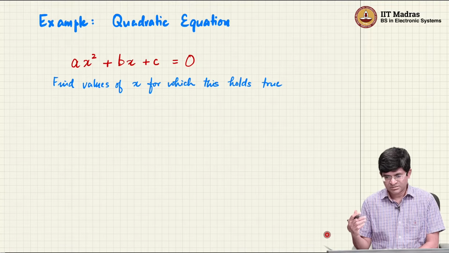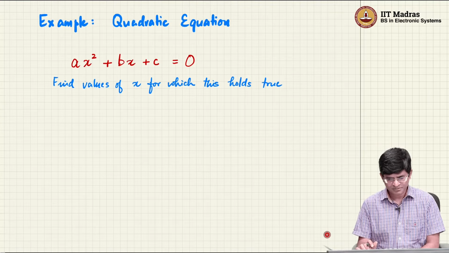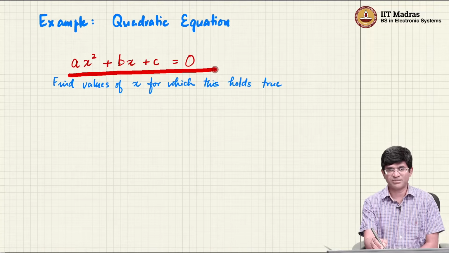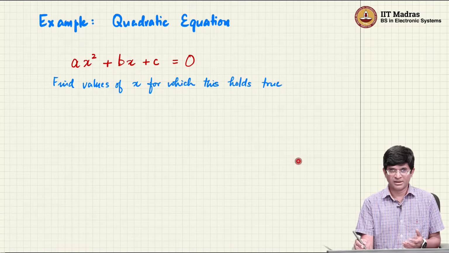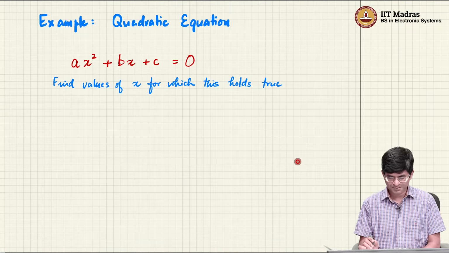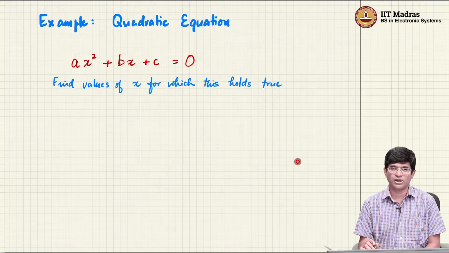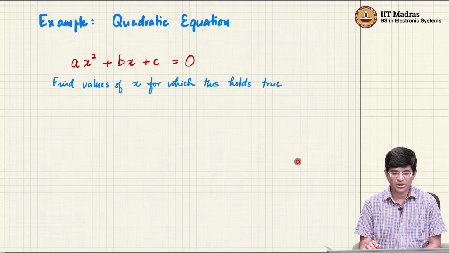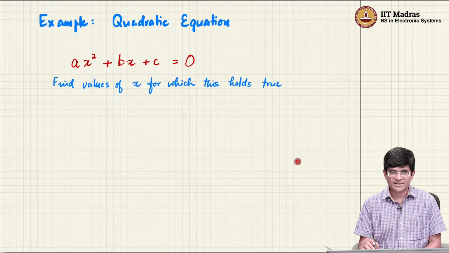So let's try and understand this by means of an example. The example I'm going to take is something we would have done reasonably early in high school mathematics. It's the question of how do we solve a quadratic equation. By quadratic equation, what I mean is something of the form ax squared plus bx plus c is equal to 0, where x is an unknown, a variable, and a, b and c are constants. And we want to find the values of x for which this equation holds true.